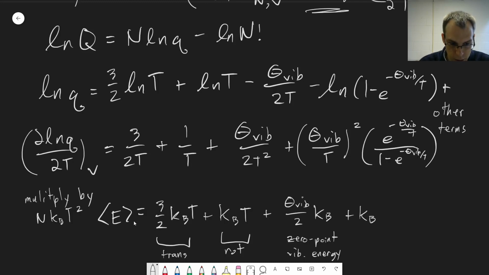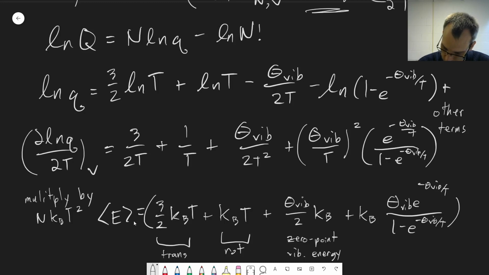Plus kB times theta vib e to the minus theta vib over T divided by 1 minus e to the minus theta vib over T. And all of this will just be multiplied by the number of molecules that we have. So from the information about a single molecule, we can link that to macroscopic average energy quantities, and pressure and other things.